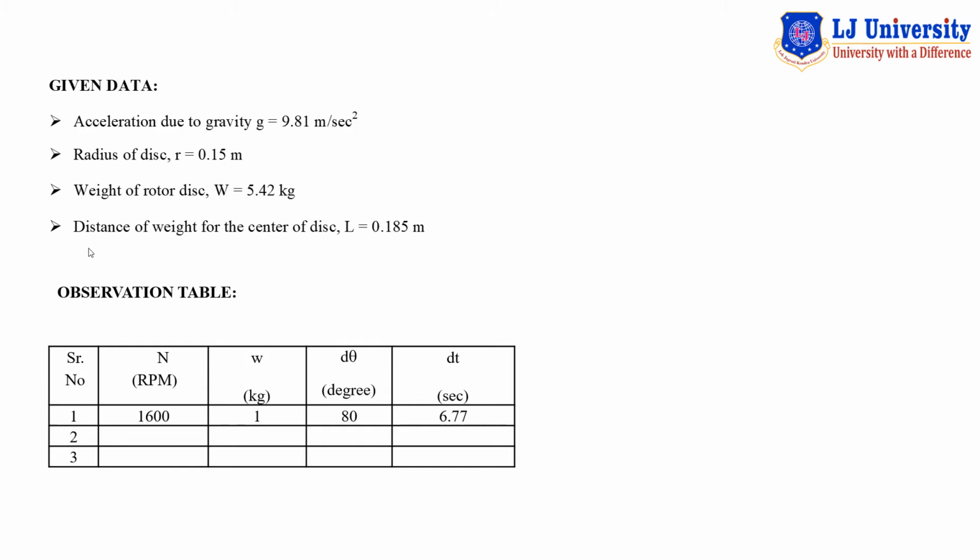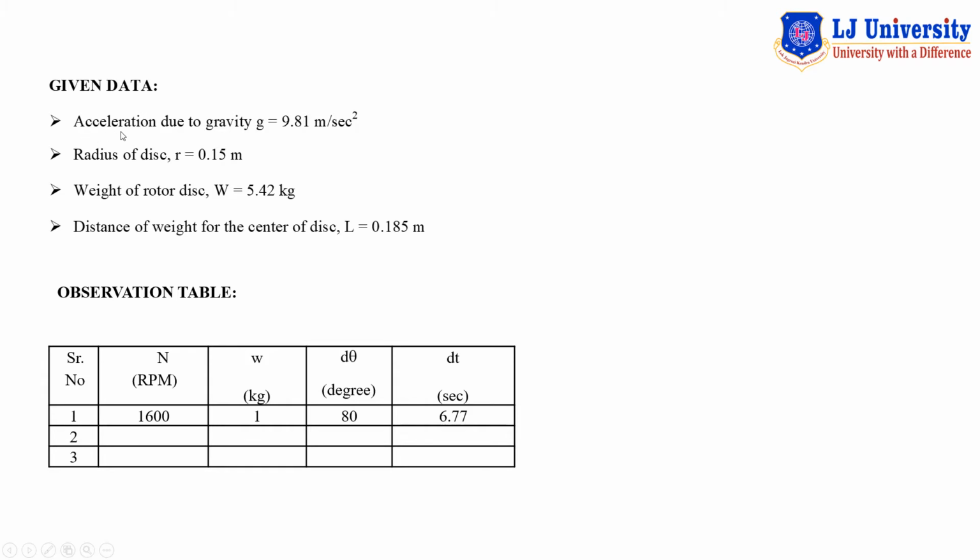Based on this, the equation of gyroscopic couple, which we already discussed in theory, is I omega omega p. If you multiply these three values, you will get the gyroscopic couple. So given data, first we have to understand the given data.